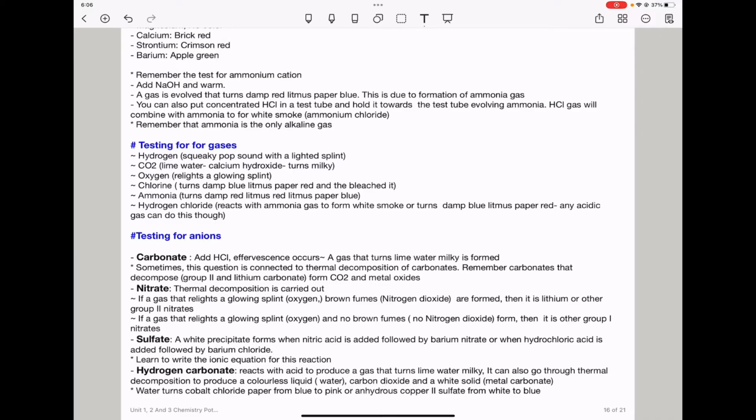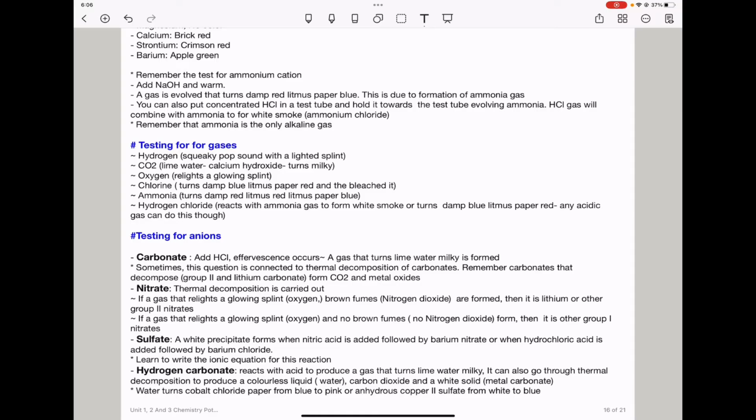When we go to hydrogen carbonate, here we react with acid to produce a gas that turns lime water milky. It can also go through thermal decomposition to produce a colorless liquid, which is going to be water, carbon dioxide, and a white solid, so this could be observed. Remember that water turns cobalt chloride paper from blue to pink, or it turns anhydrous copper sulfate from white to blue. This can be attached to a reaction where it was a hydrogen carbonate anion.